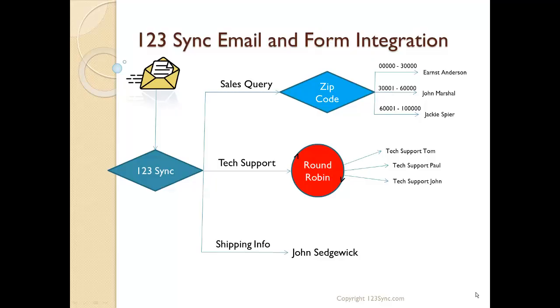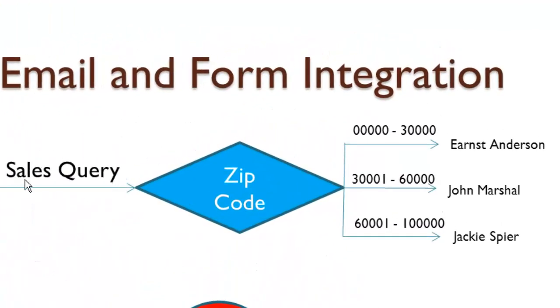So before we continue, I would like just to recap what we have just done. We brought in an email and we processed it with 123 Sync, and we set up a sales query, and according to a zip code, we then sorted it or assigned it to the correct person to schedule it with. So by zip code, we have a way of distributing incoming emails and assigning them to the proper person in Act. In this case, it's a sales email, a sales query where we use the zip code.